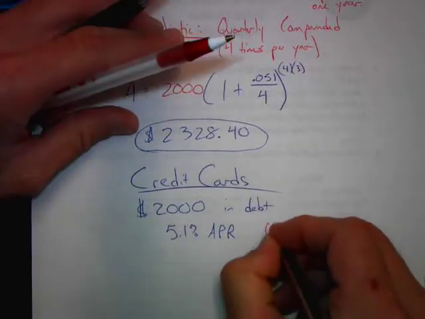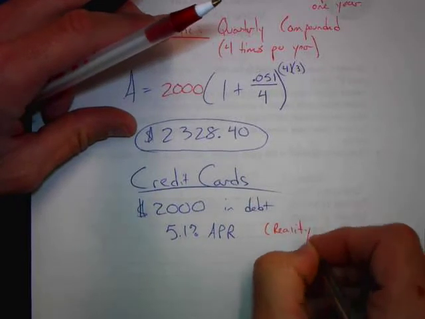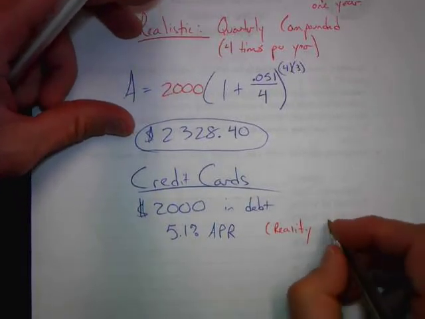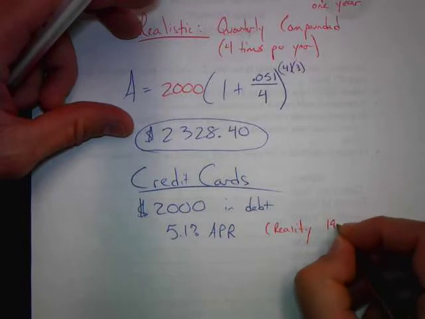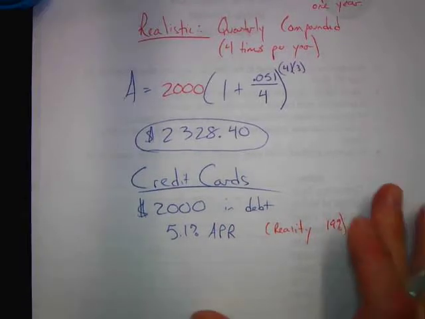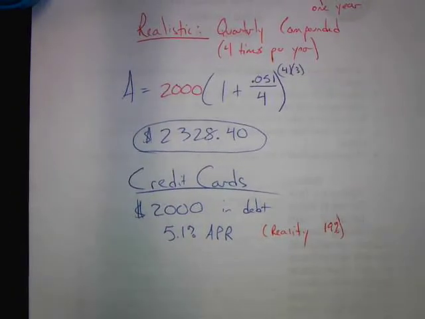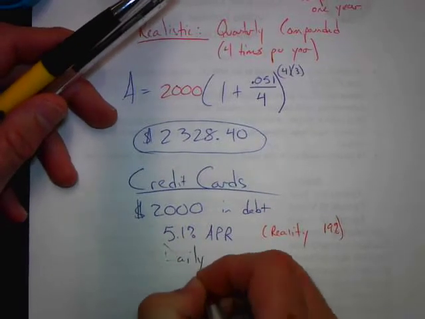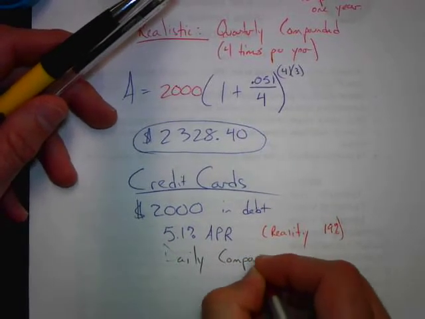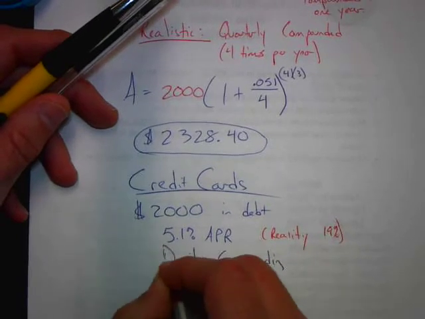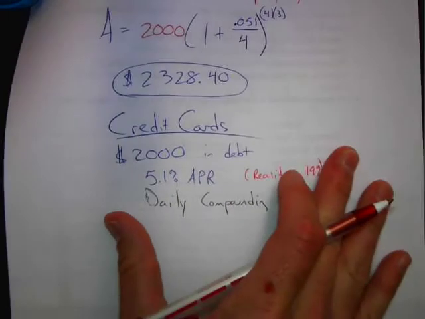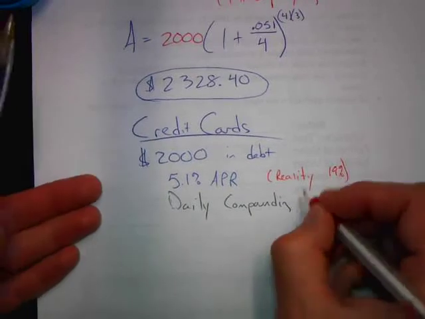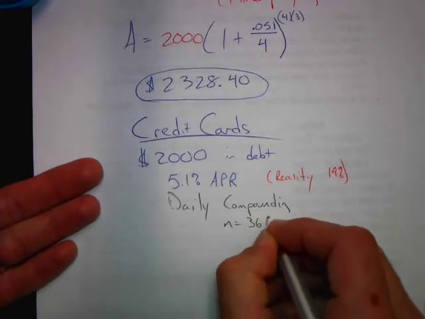Because the reality in interest rates is more like 19%. So you're going to carry $2,000 in debt. Reality is that. Now, what does a credit card do? They compound their debt daily. So they have daily compounding. A credit card will charge you debt by daily compounding. So that means n is 365, right?